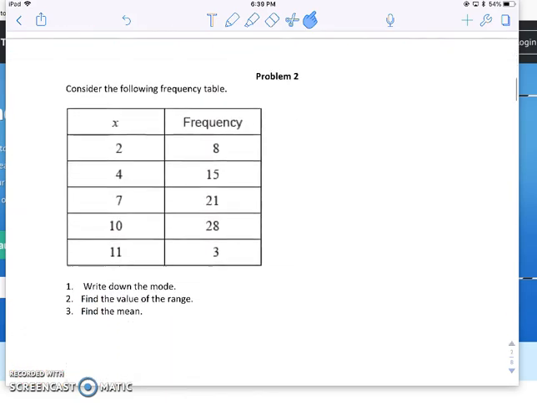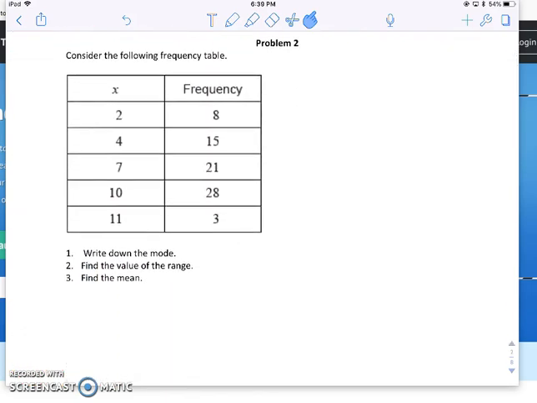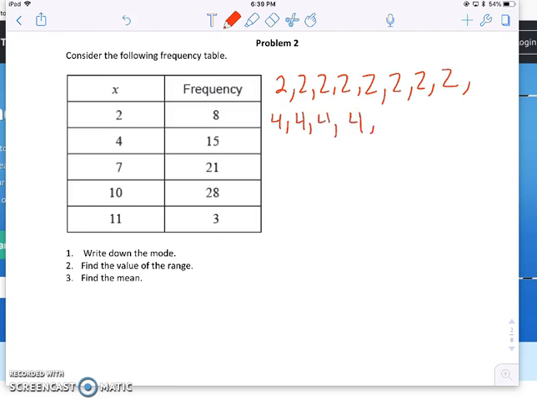And then the second one we're going to take a look at, a cumulative frequency table. So all this is saying is how many times something occurs. So 2 occurs 8 times. So if we were to make a master list, 1, 2, 3, 4, 5, 6, 7, 8. 4 appears 15 times. 1, 2, 3, 4, 5, and you guys get the picture, but I don't want to write that down.